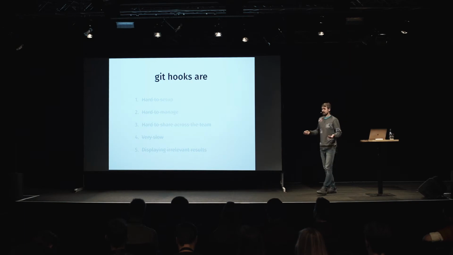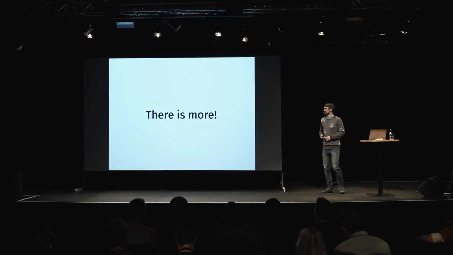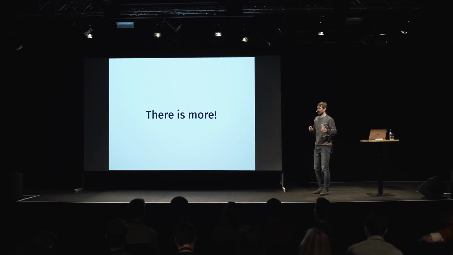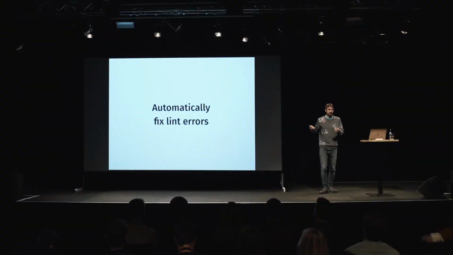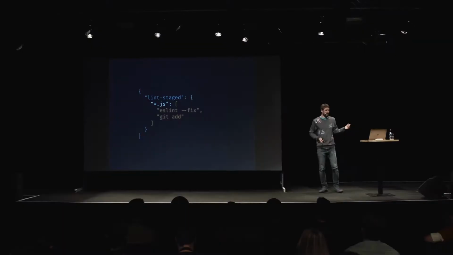So it brings us to: Git hooks are actually pretty good if you know how to cook them. And there's something more, because in Lint Staged you can actually do much, much more. For example, you can automatically fix lint errors. To do that, the only change you need is, instead of just running ESLint, you run ESLint with fix, obviously. And then you git add the files back to your index.